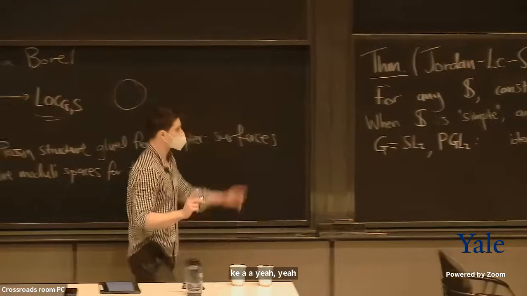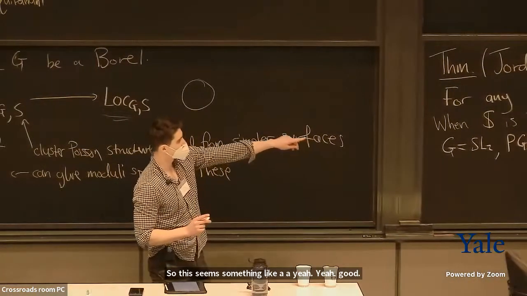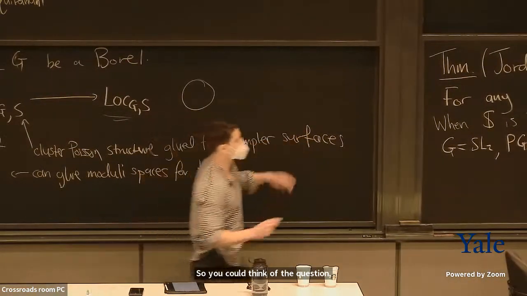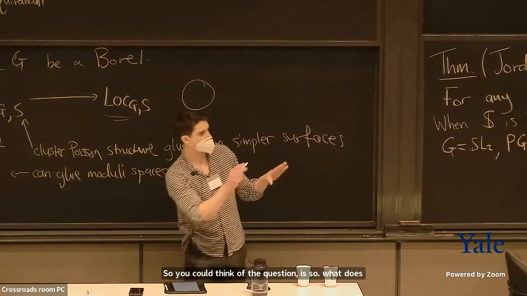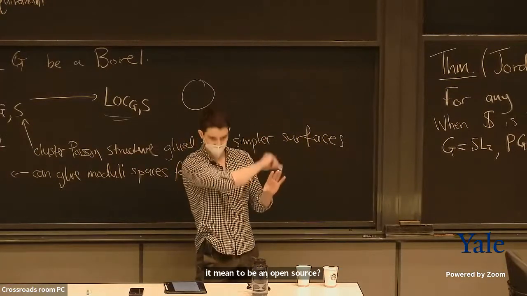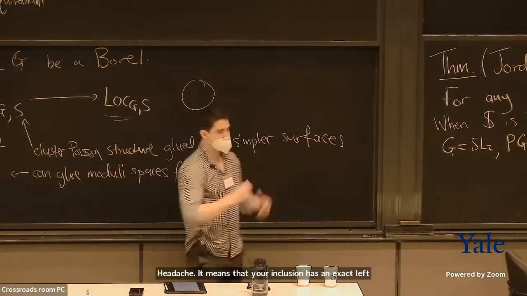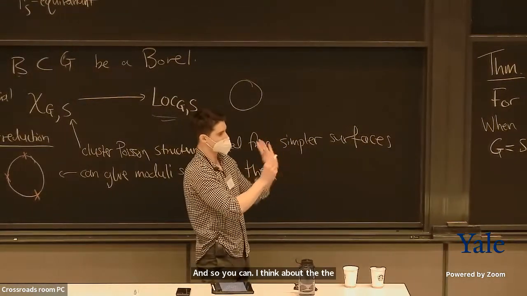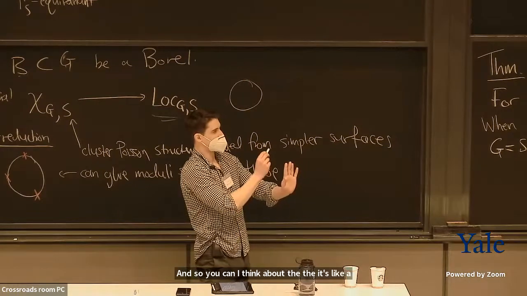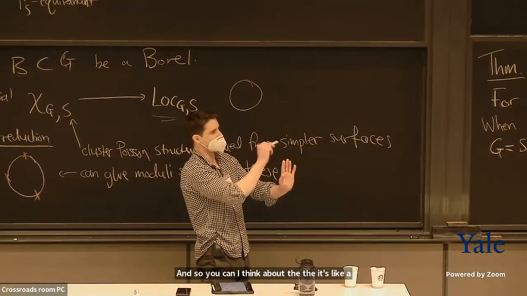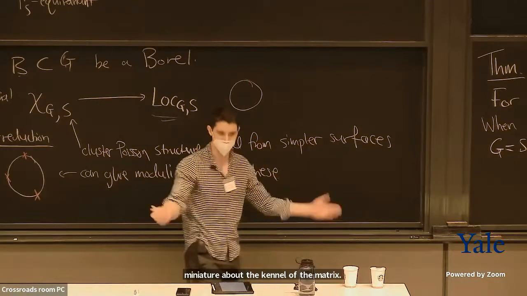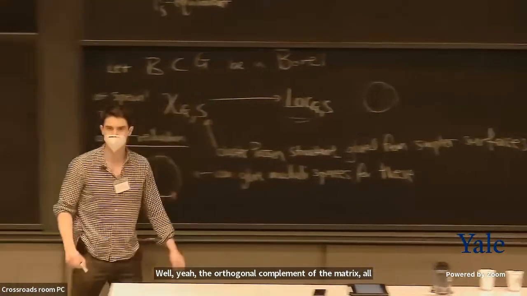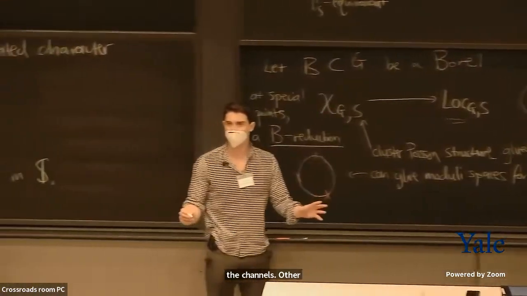Yeah, good. So what does it mean to be an open subcategory? It means that your inclusion has an exact left adjoint. And so you can think of it like linear algebra: think about the kernel of the matrix, or the orthogonal complement of the matrix, or the kernel of the transpose matrix. Other questions?